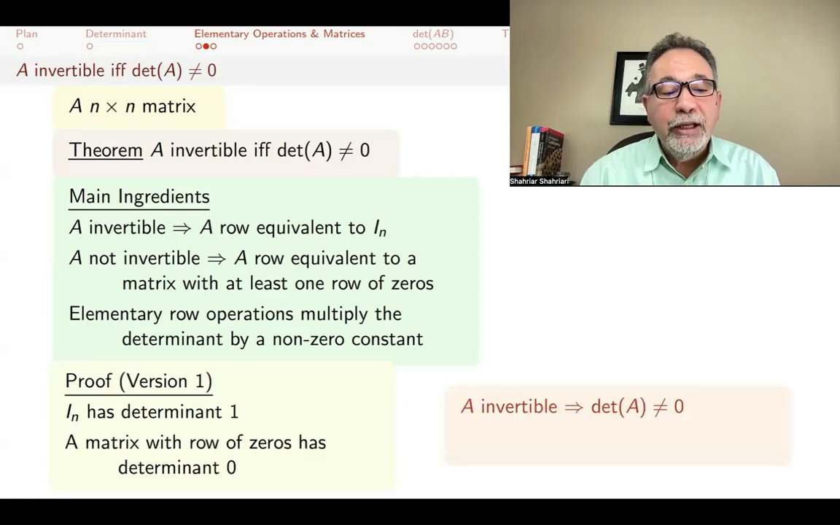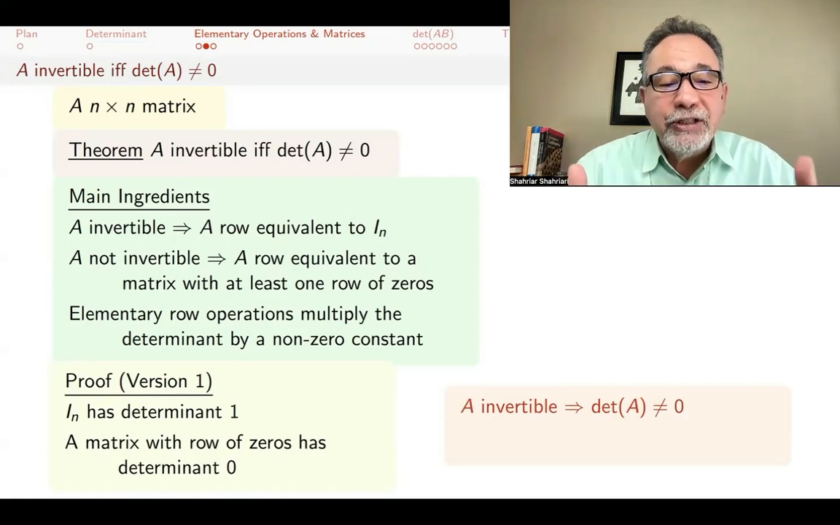So if A is invertible, then it's row equivalent to identity. That means that you can start with identity, do elementary row operations, and get to A.